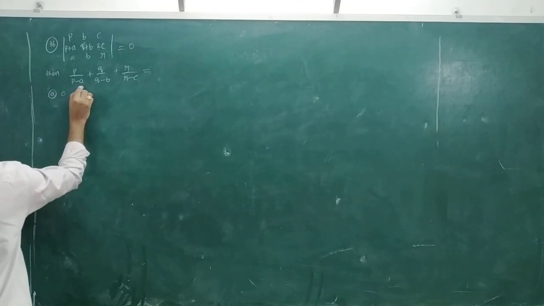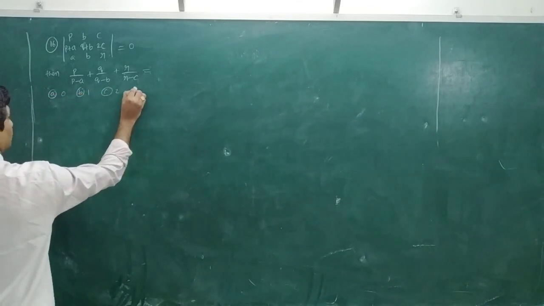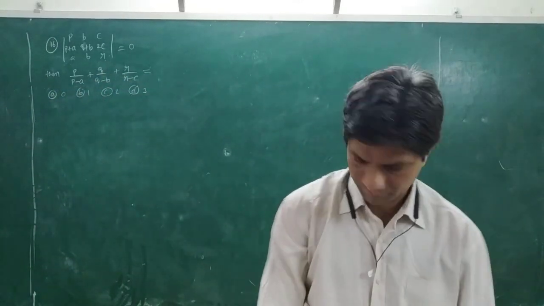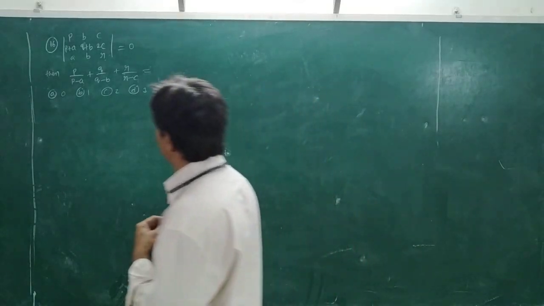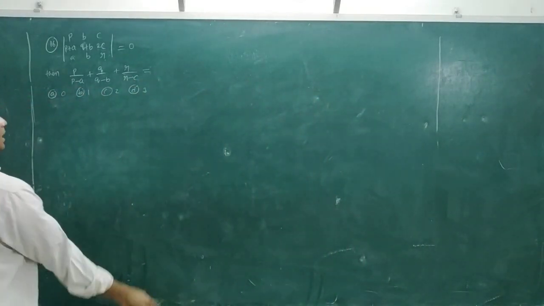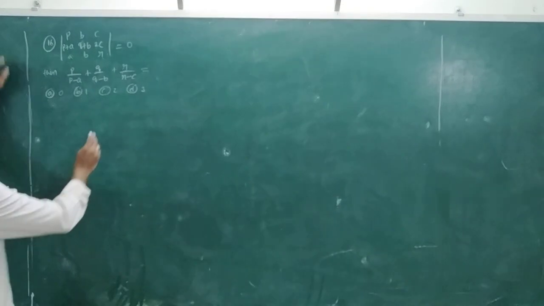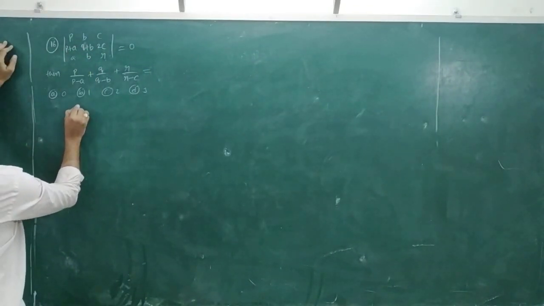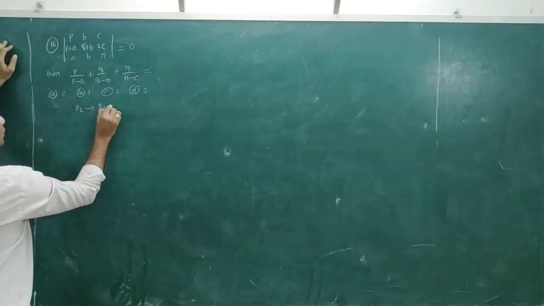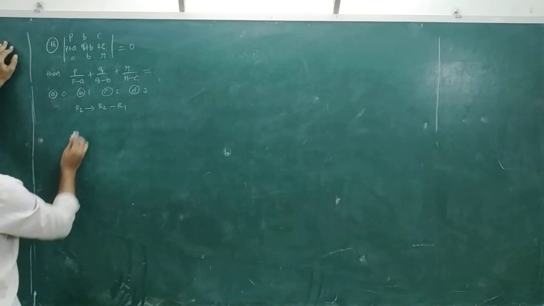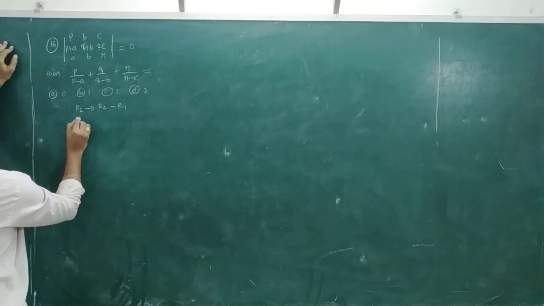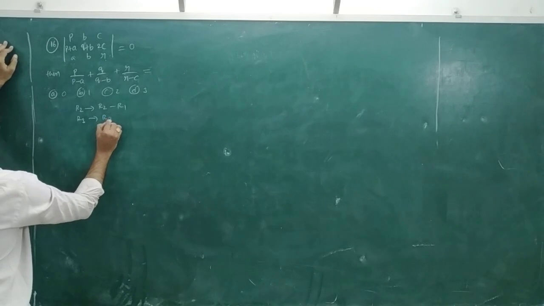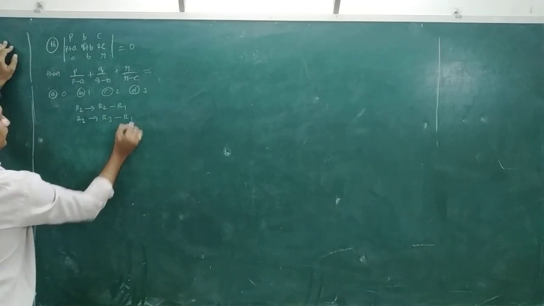The options are 0, 1, 2, 3. P by P minus A plus Q by Q minus B plus R by R minus C, we have to find. So let us try the above operations. R2 becomes R2 minus R1 and R3 becomes R3 minus R1.